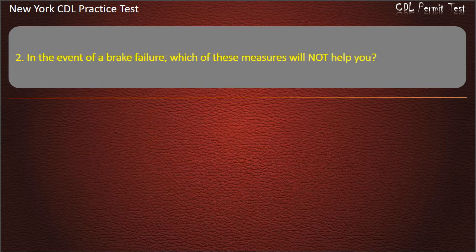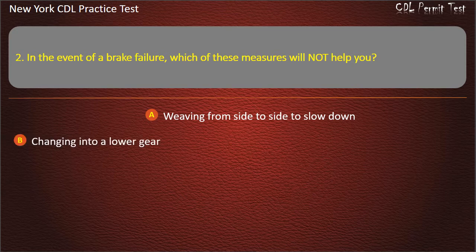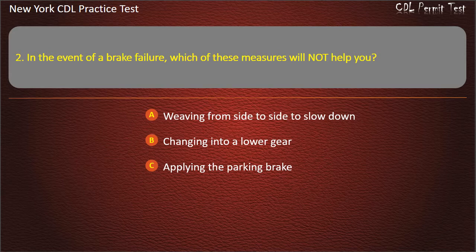Question 2. In the event of a brake failure, which of these measures will not help you? Weaving from side to side to slow down. Changing into a lower gear. Applying the parking brake. Pumping the brake pedal. Answer. Weaving from side to side to slow down.